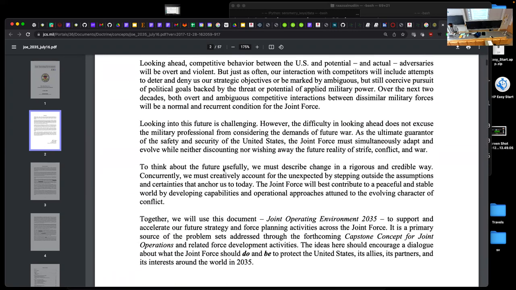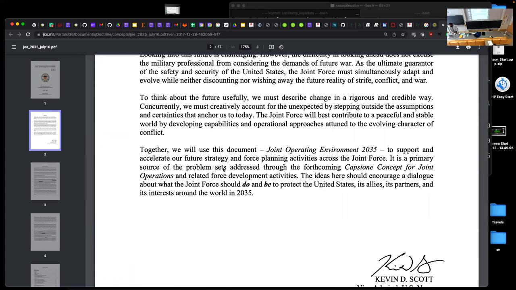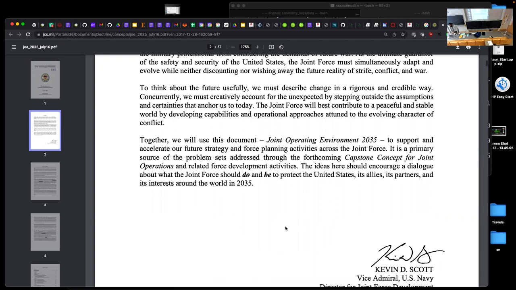What is all this about? Think about the future. Together we will use this document to support and accelerate our future strategy and force planning activities across the joint force. It is a primary source of the problem sets addressed through the forthcoming capstone concept for joint operations and related force development activities. The ideas here should encourage a dialogue about what the joint force should do and be to protect the United States, its allies and partners.